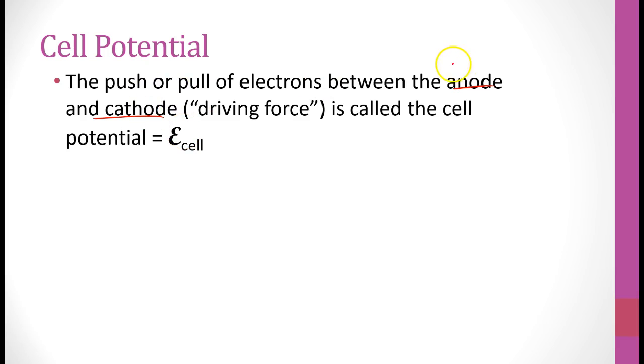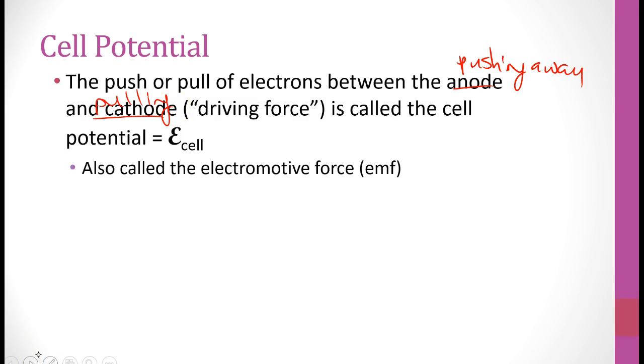Remember, anode is pushing them away because it's producing them. The cathode is pulling them towards themselves, and it's called the cell potential. It's also referred to as electromotive force. The unit it has is the volt. So if you've ever looked at a AA battery, I think it's 1.5 volts. You've probably seen a 9-volt battery before. That's what it is. It's how much pushing and pulling between the electrons from one side to the other happen.